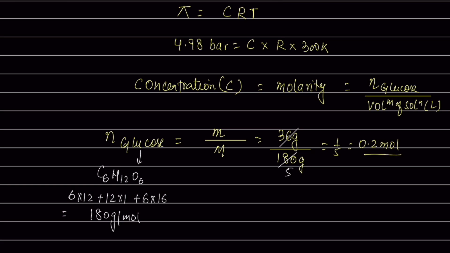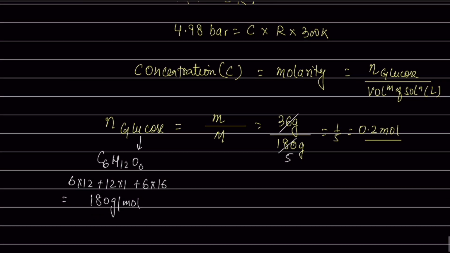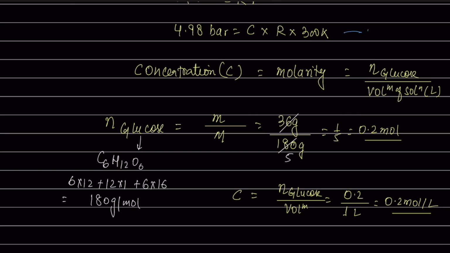Now we have the mole of glucose and we have to find the concentration. So concentration is equal to mole of glucose divided by volume of solution. Mole of glucose is 0.2, volume of solution is 1 liter, so 0.2 mole per liter is the concentration. So this is our first relation, and in this relation we already know the concentration value. Gas constant is constant everywhere.